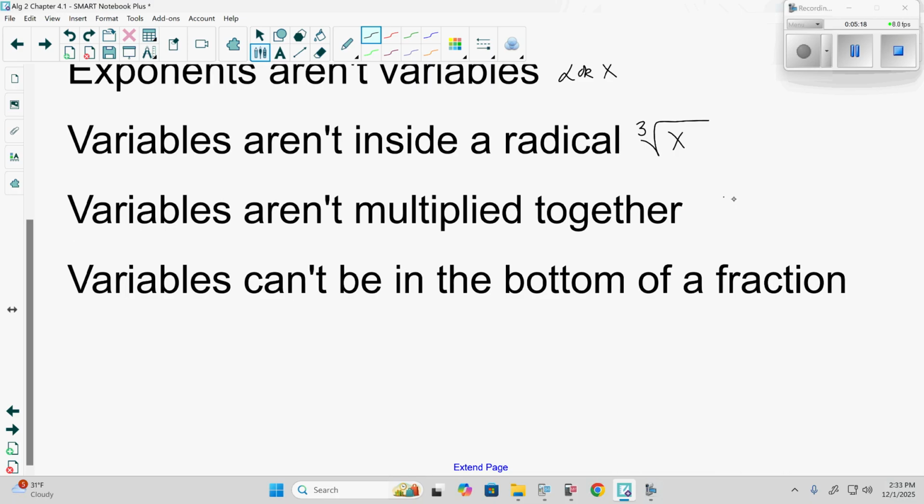Variables aren't multiplied together. Specifically, we're talking about two different variables. x cubed really is x being multiplied by itself 3 times, but two or more different variables cannot be multiplied together and it still be considered a polynomial expression or function. And lastly, variables can't be in the bottom of a fraction. I can't have 1 over x.